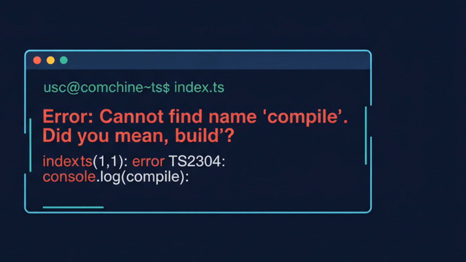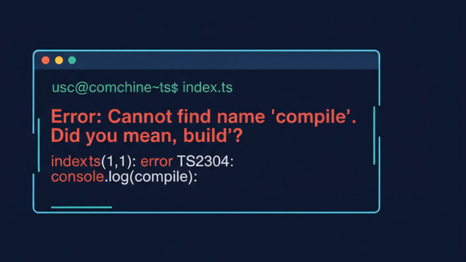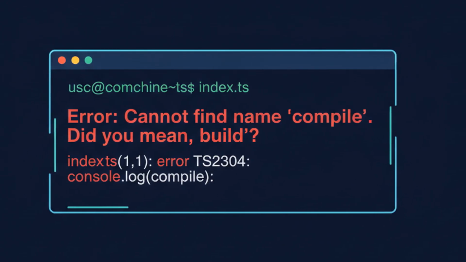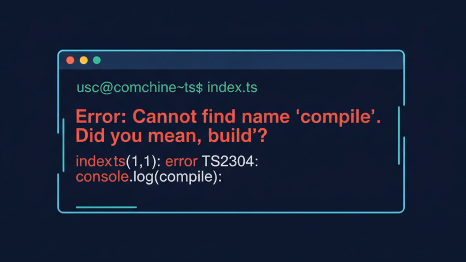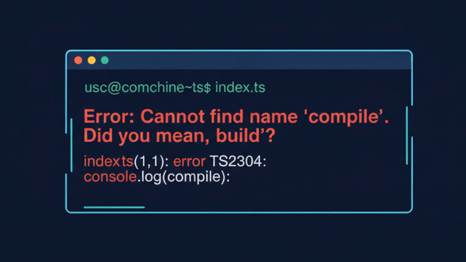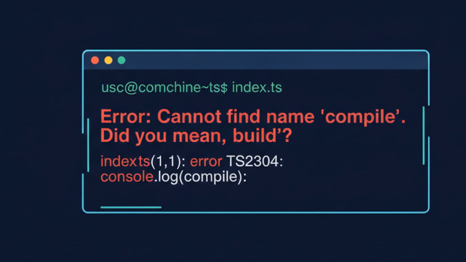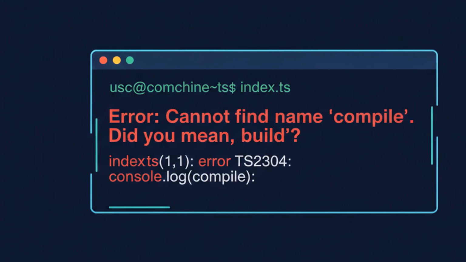Let's reproduce the problem first. Imagine you install a small utility library that ships only JavaScript and no types. The moment you import it, TypeScript throws error 7016. Could not find a declaration file for module. The implicit type is any, which means you've silently lost all type safety on everything that library returns. Our job is to turn that any back into precise checked types.